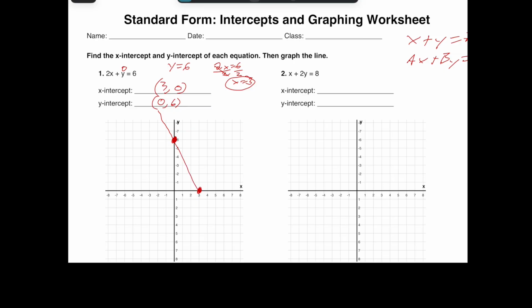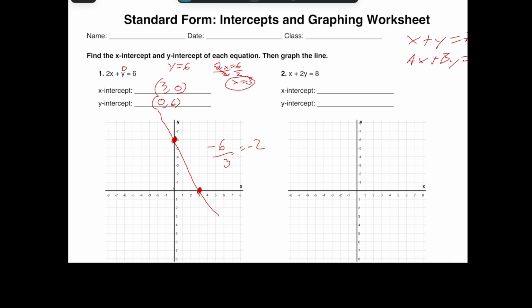I've got my line. And if I wanted to figure out slope, I absolutely could do it. 1, 2, 3, 4, 5, 6. 1, 2, 3. That's negative 6 over 3, which equals negative 2. So there are different ways that we could do this, but that right there is just one way to do that.